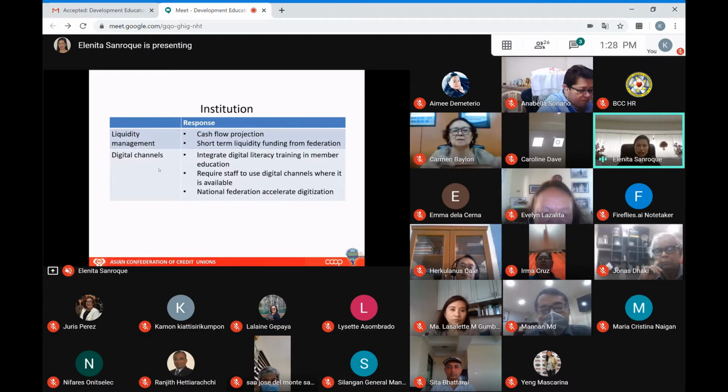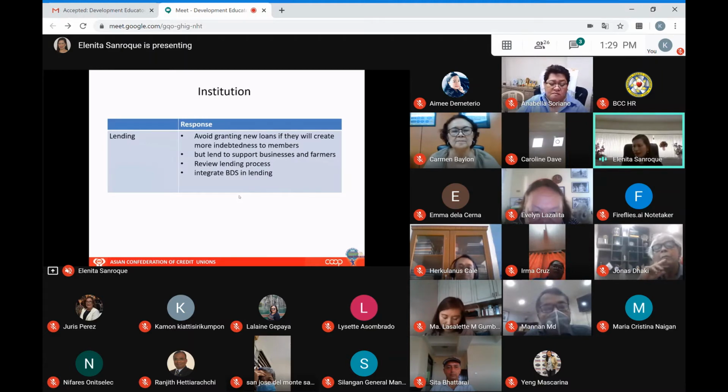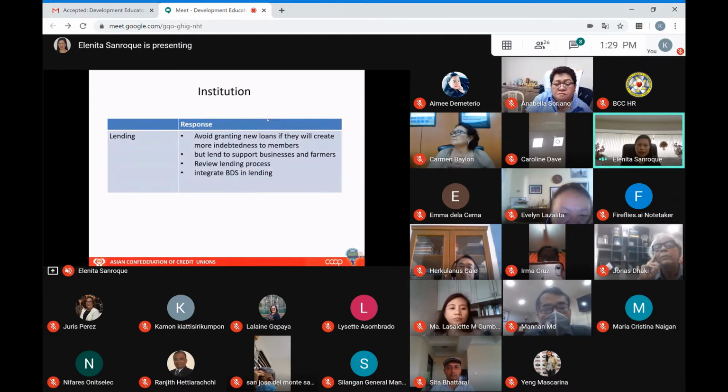Another area is the digital channels, which I have already explained earlier. We need to integrate digital literacy training in member education, require staff to use digital channels where available, and the National Federation should accelerate digitization of our cooperatives. Lending is another area that's been affected by this pandemic. But the business continuity plan is not saying to stop operation. No, we only have to mitigate the risk. And in order to mitigate the risk, we suggest cooperatives avoid granting new loans if they will create more indebtedness to members, because it will make our members' lives very miserable if you grant additional loans they cannot absorb anymore. But we need to open our lending to support businesses and farmers.